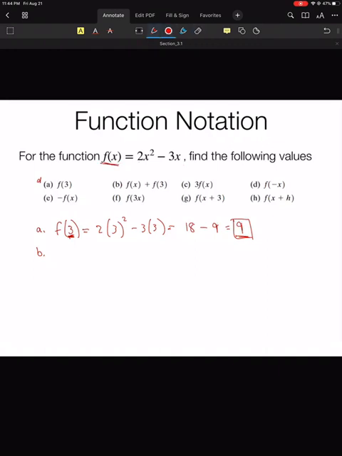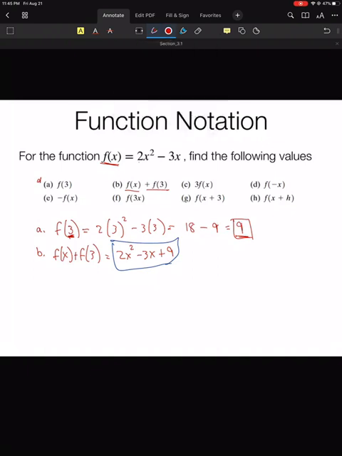This is f of x. So when I say write f of x, you should just write f of x plus f of 3. f of x is 2x squared minus 3x, plus f of 3. Now, we already did part A, and so we know f of 3 is 9, so we can just say 2x squared minus 3x plus 9. Okay, final answer.